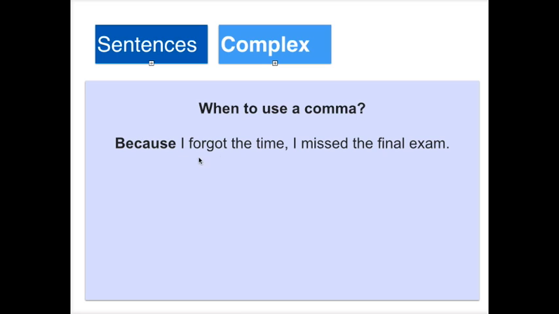When to use a comma. So when you start separating your sentences into clauses for complex sentences, you sometimes need to put in a comma to separate the clauses. So, because I forgot the time, I missed the final exam. Remember, this bit here is independent and this bit here is dependent. So if your sentence begins with the dependent clause, the clause that needs the information in the later bit of the sentence, you put a comma.